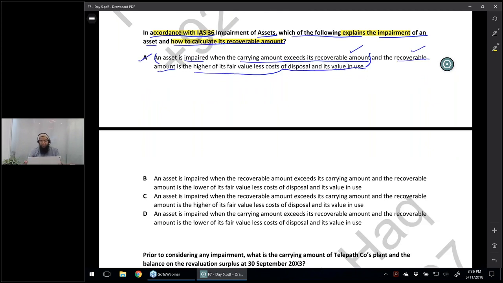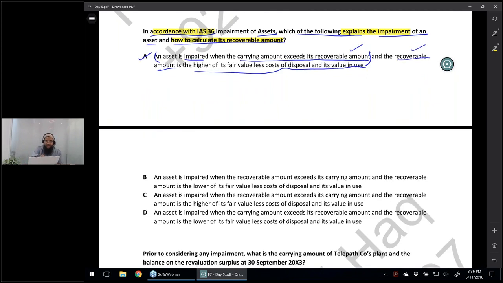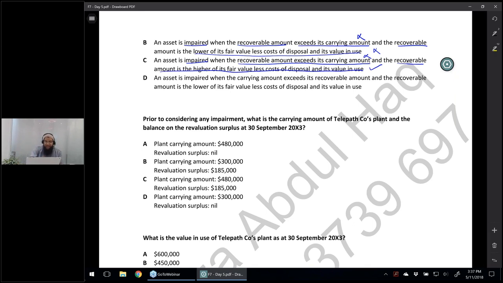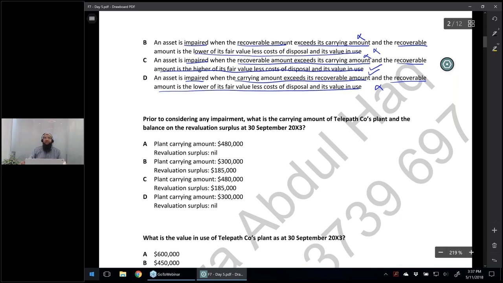Let's also read the other options. An asset is impaired when the recoverable amount exceeds the carrying amount. No. Recoverable amount is the lower of. No. Both the statements are false. Next, an asset is impaired when the recoverable amount exceeds the carrying amount. No. The recoverable amount is the higher of its fair value less cost to sell. Yes. So option C is wrong because one statement is correct and one is incorrect. An asset is impaired when the carrying amount exceeds recoverable amount. Yes. And the recoverable amount is the lower of. No. So the right option was actually A in this case.